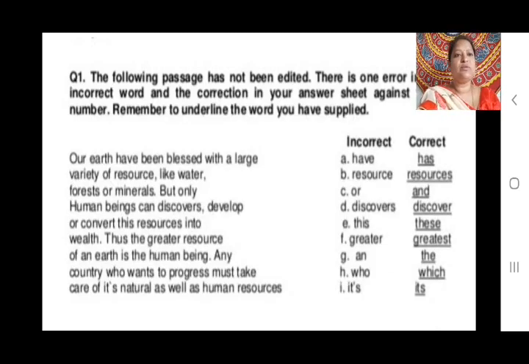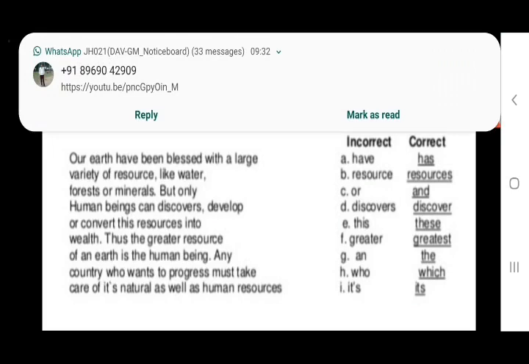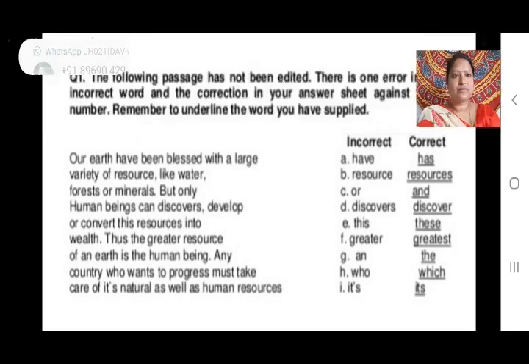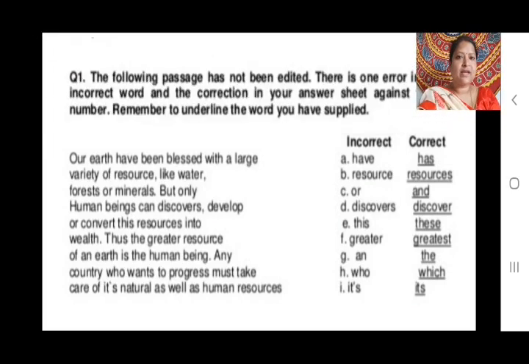Now come to one of the questions. The following passage has not been edited. There is one error in each line and you have to answer. Our earth have been blessed with a large. What is the incorrect word here? Have. Why? Because earth is singular, so has will be used.